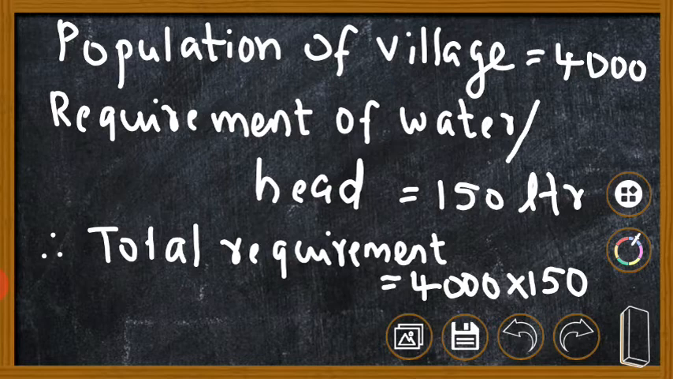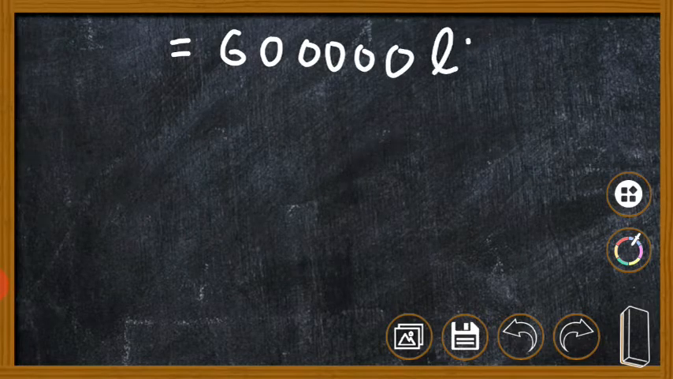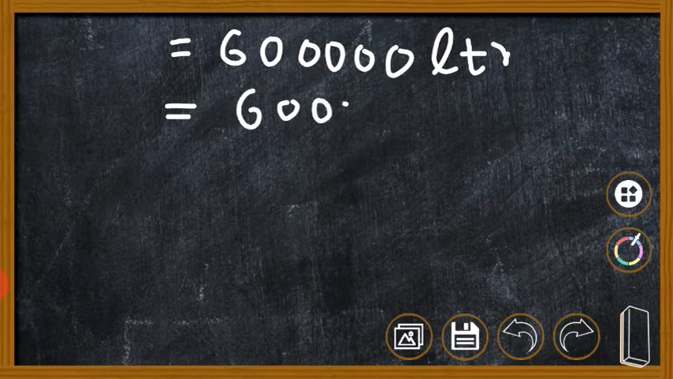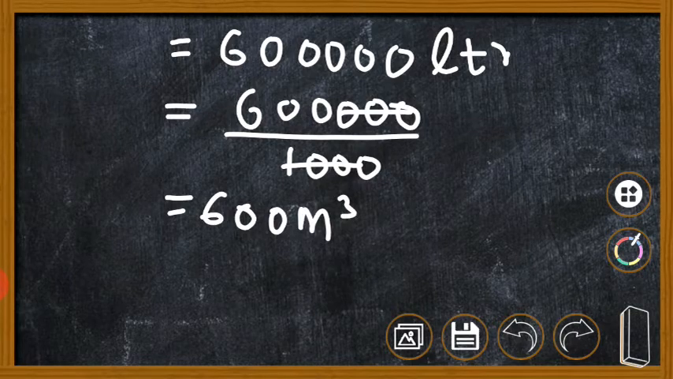So for the 4,000 population, what is the requirement of water? Total requirement of water, how to calculate? 4,000 into 150. If you multiply, you will get 6 lakh liter. And we know how to convert liter into meter cube. You just divide with 1,000. So 600 meter cube of water is needed for a population of 4,000.